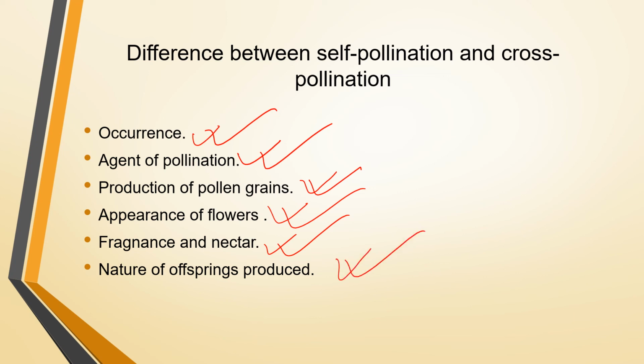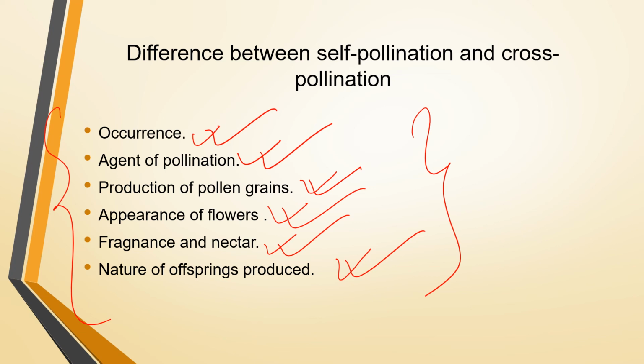Now last but not least is the nature of the offspring. The offspring produced in self-pollination have a genetic makeup identical to the parents, but offspring produced in cross-pollination may differ in genetic makeup, and variations occur a lot. Okay, is it clear? So depending on these 6 points, you just remember the 6 points, as we have learned earlier in all the advantages and disadvantages of self and cross-pollination, and you will make it very clear then.